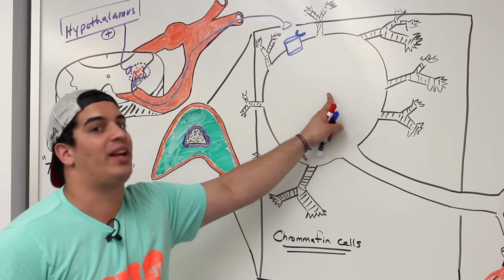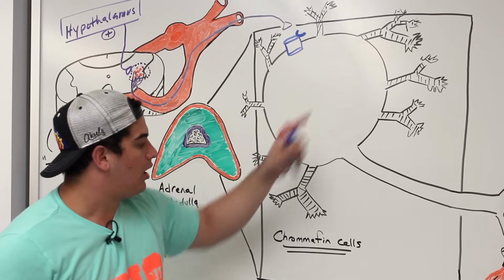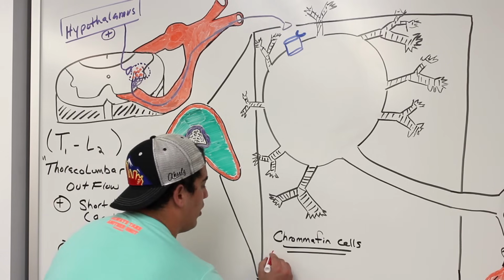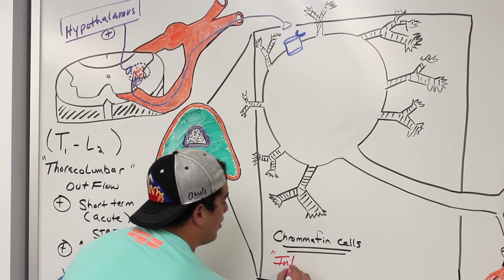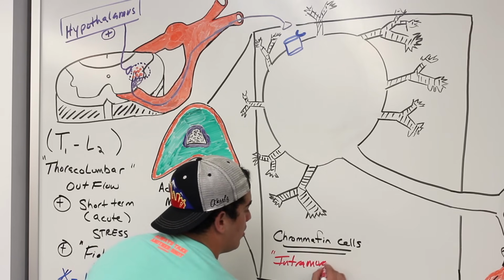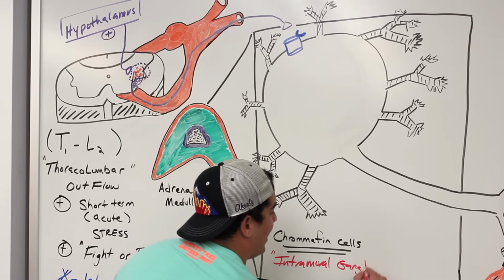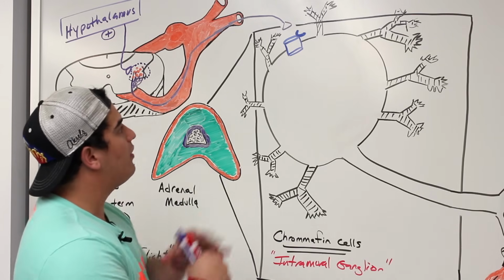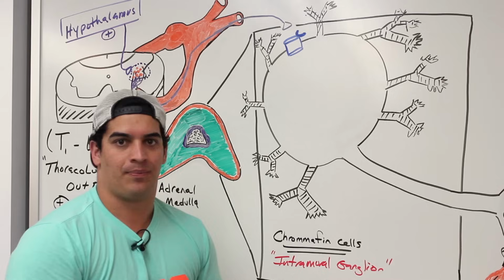So as an example of what's called an intramural ganglion. Okay, so again, what would this be an example of? This is an example of one of the exceptions called an intramural ganglion. One of the exceptions of the sympathetic nervous system. Okay, now that we've cleared that up, now let's go ahead and get into all these mechanisms.